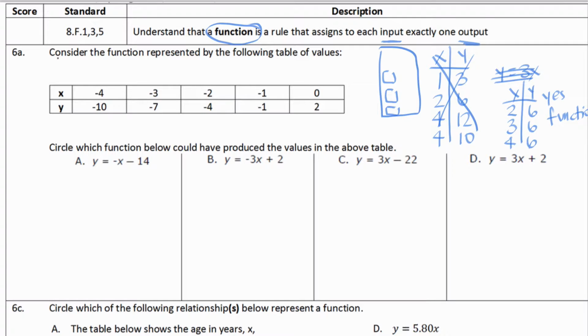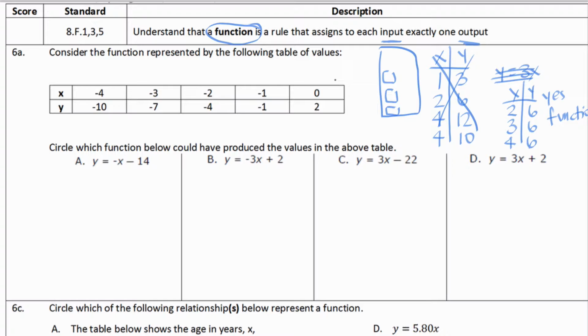So let's look at these. Consider the function represented by the following table of values. Which function below could have produced the values in this table? So I've got to look at this table. There's a couple ways I could approach this problem. I could check every single one of these equations or functions to see if it matches the pattern I see in this table, or I could work from the table to write a function rule and then just match it to one of these. So let's start from there.